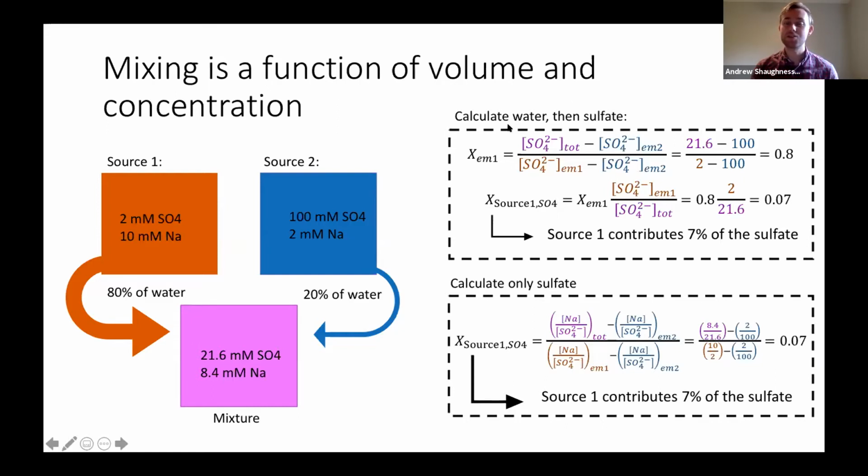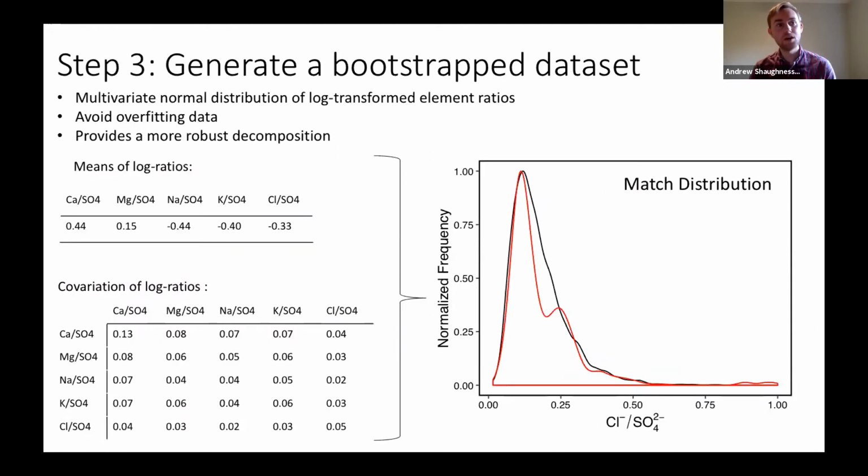Now, when we want to target a specific solute and say, what is the mixing proportion for that solute, we can normalize by that solute and model that directly. So here again is the same two end member mixing model, but instead of concentrations, I'm using concentration ratios. And what we find directly is that source 1 contributes 7% of the total sulfate. So again, this is me reiterating why we're going to be normalizing all of the solutes to sulfate in this particular model. Great.